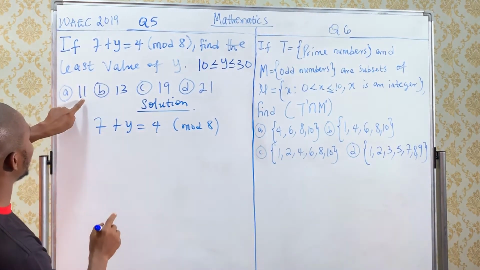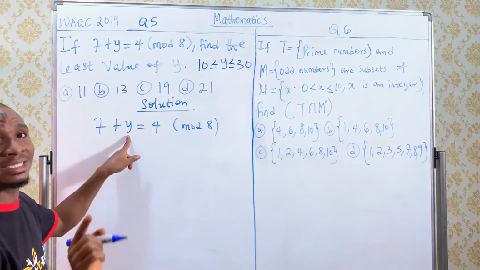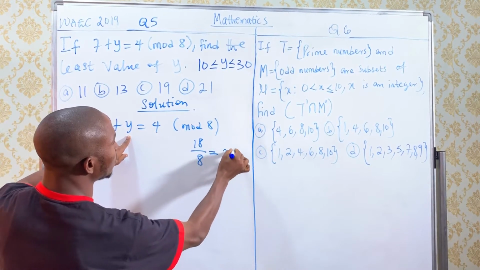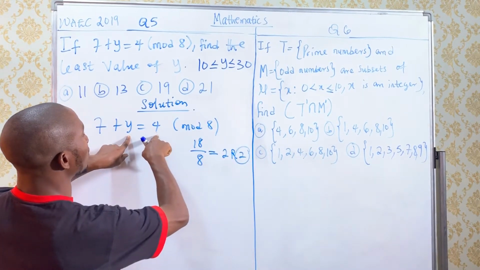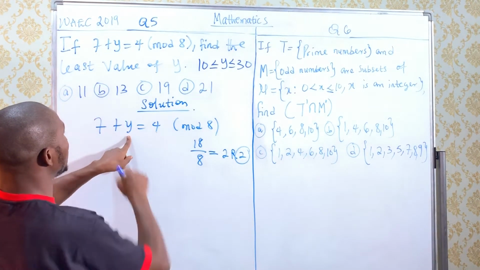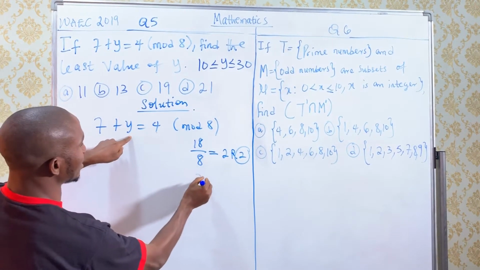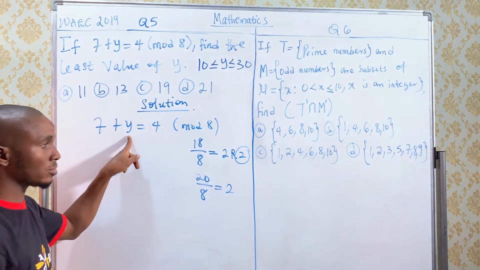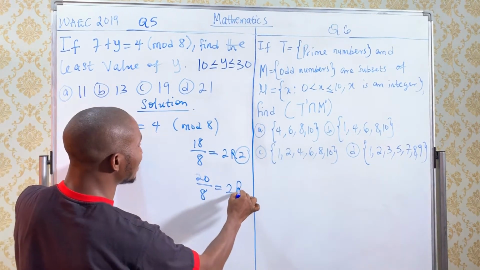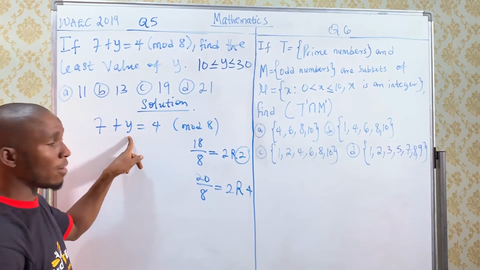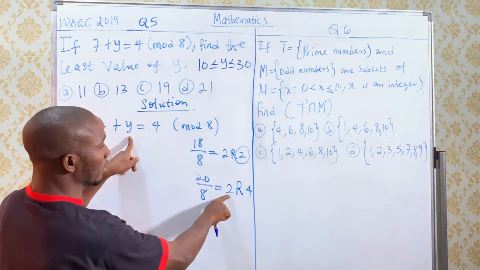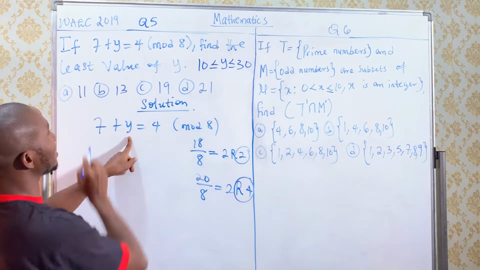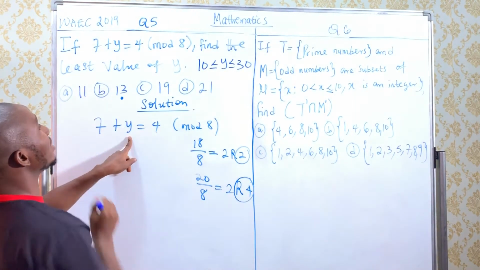If you put 11 here, 7 plus 11 is 18. 18 divided by 8 is 2, remainder 2. The remainder is not 4, but we are looking for a remainder of 4. So 11 is wrong. You pick 13. 7 plus 13 is 20. 8 in 20 will give us 2, remainder 4. Now the remainder is 4. That means 13 is likely to be your answer.